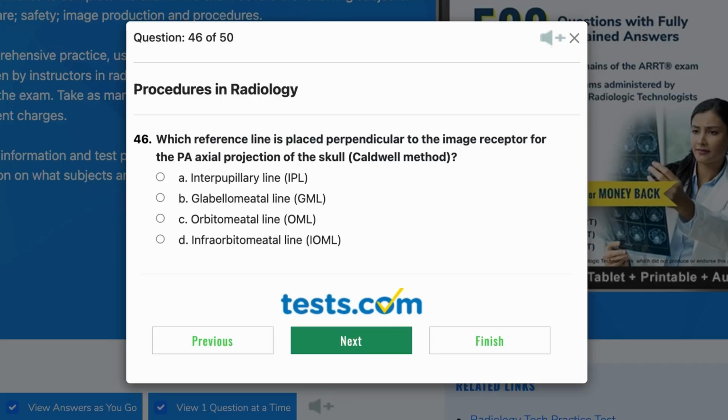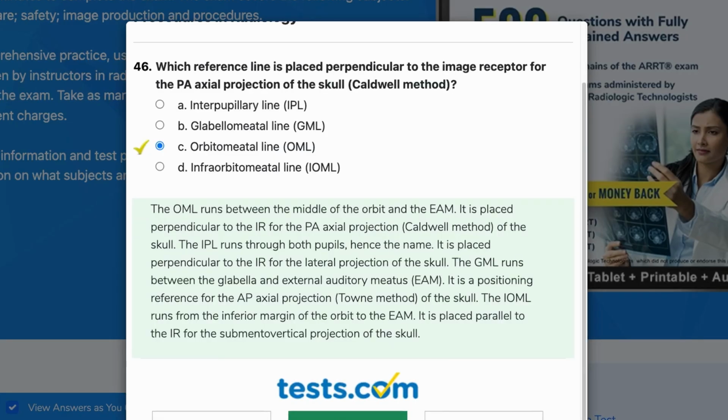Question 46. Which reference line is placed perpendicular to the image receptor for the PA axial projection of the skull, Caldwell method? A. Interpupillary line, or IPL. B. Glabellomeatal line, GML. C. Orbitomeatal line, OML. D. Infraorbitomeatal line, IOML. C. Orbitomeatal line, OML. The OML runs between the middle of the orbit and the EAM.